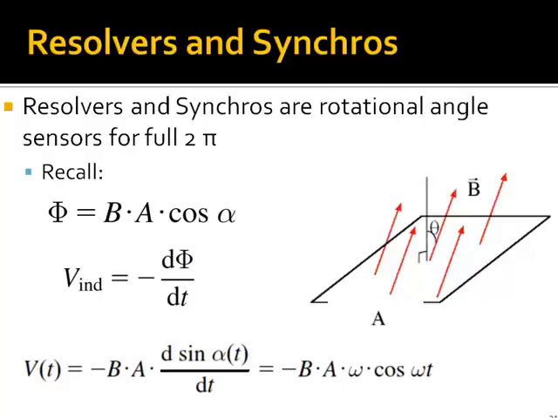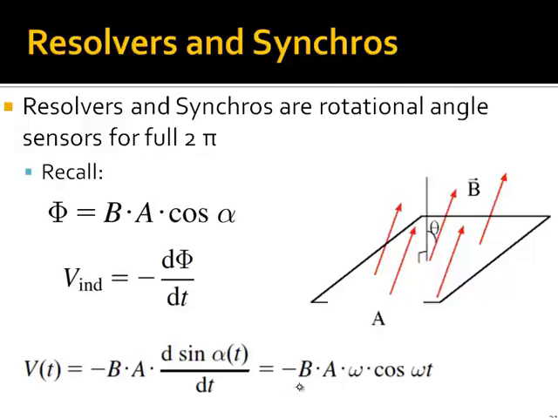Unlike potentiometers, resolvers and synchros can measure rotational angles for a full 2 pi radians, or 360 degrees of rotation. You don't need to know these equations shown here on the page, but I've included them to remind you about how magnetic flux works. I've shown in this picture a single coil of wire with some magnetic flux lines going through the coil. As the coil of wire turns, the angle between the plane of the wire and the magnetic flux lines changes. This changing direction of the magnetic flux through the coil of wire induces a voltage across the coil of wire.